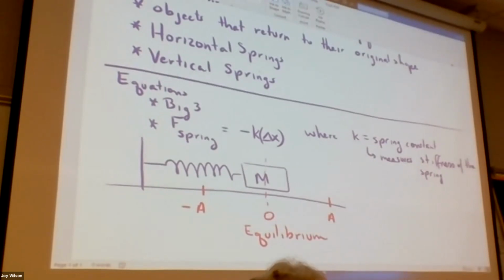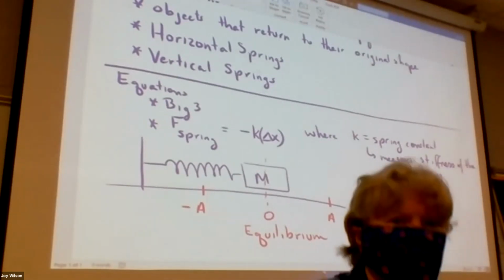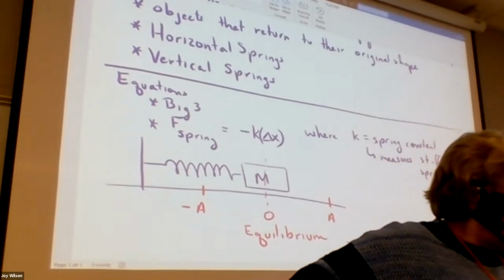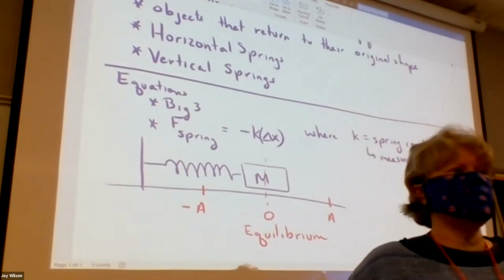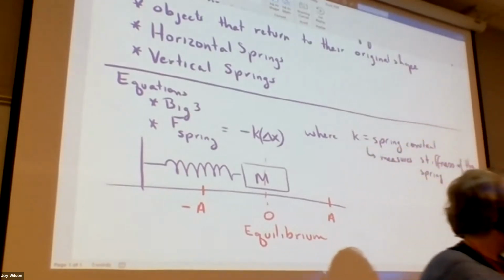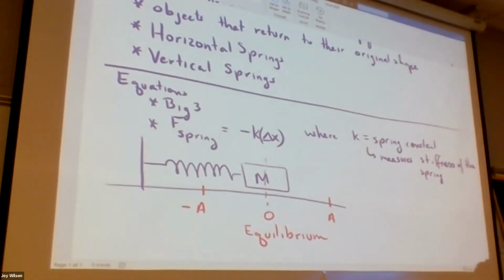So equilibrium position for a spring is a little bit different than it is for a regular object. The equilibrium position for a spring is its unstretched length. So when I took the spring out of my pen, it had a natural length. The exact middle of that natural length, so it's not stretched out or stretched in, would be considered the equilibrium position. So exactly in the middle of the unstretched amount would be our zero, okay?